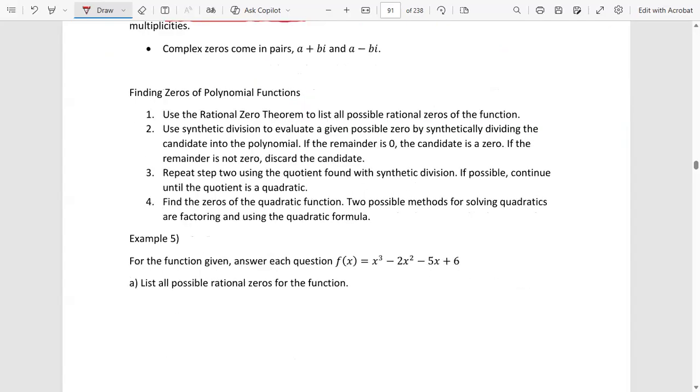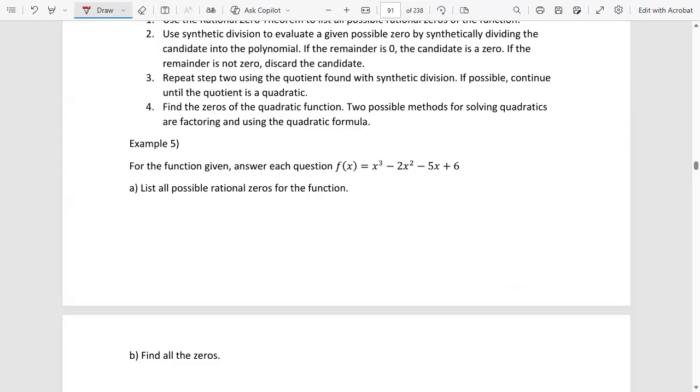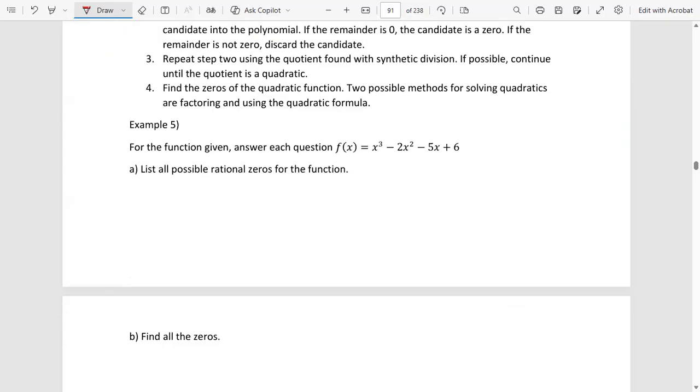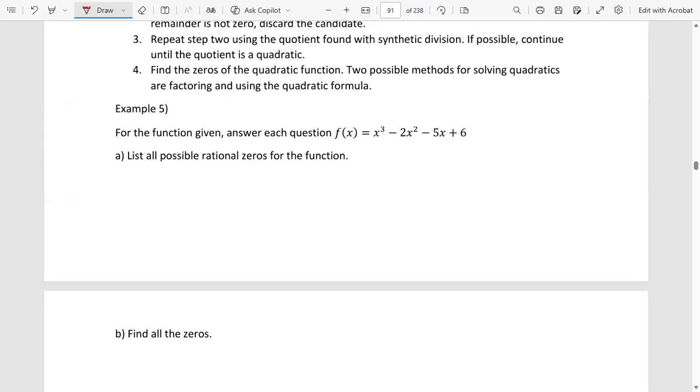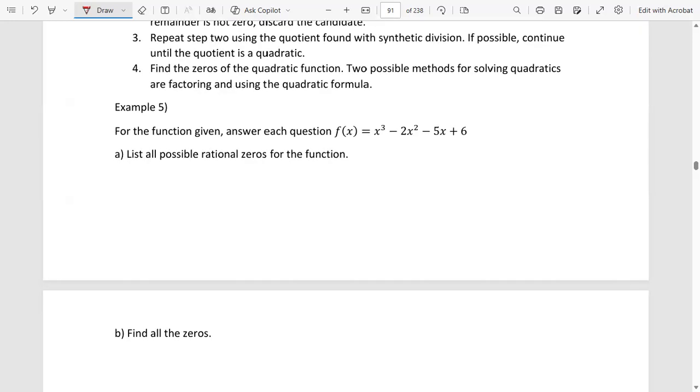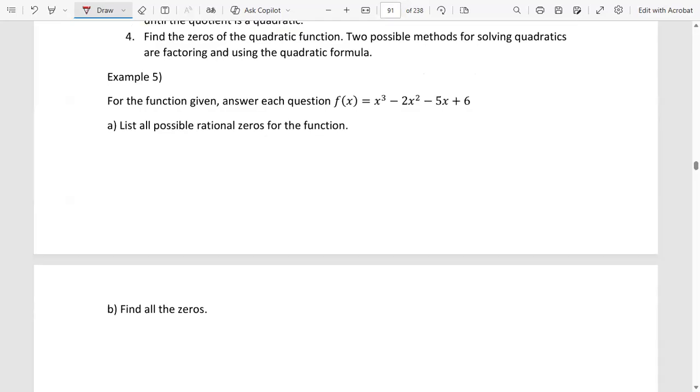Let's look at the next example. So we're going to use all of these values to find the zeros of each polynomial function. Okay, I have a polynomial function here, and I'm not able to use factor by grouping to factor it and find the zeros. So what do we do? First, it asks me to list all possible rational zeros. That means use the rational zero theorem.